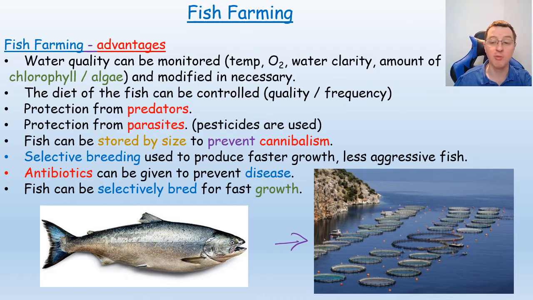Are we giving them enough protein so they'll have fast, efficient growth? There's a protection from predators, so there'll be less fish lost, which means more efficient use of biomass. There's a protection from parasites because we might use pesticides to control them. The fish can be sorted by size, so that in one particular pen you'd have fish of one particular size and maybe a smaller size elsewhere, and this will prevent cannibalism. Selective breeding can be used to produce faster growth and less aggressive fish. Antibiotics can be given to the fish to prevent disease, and the fish can be selectively bred for fast growth.